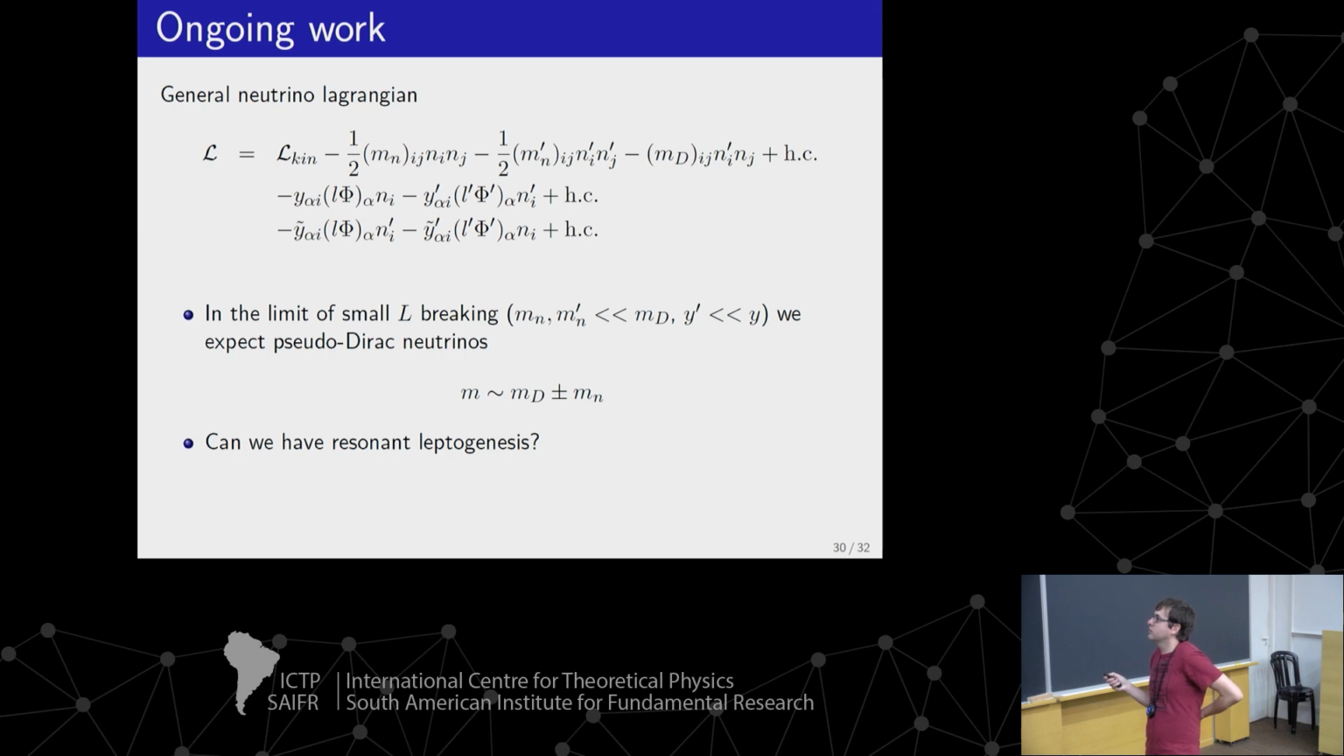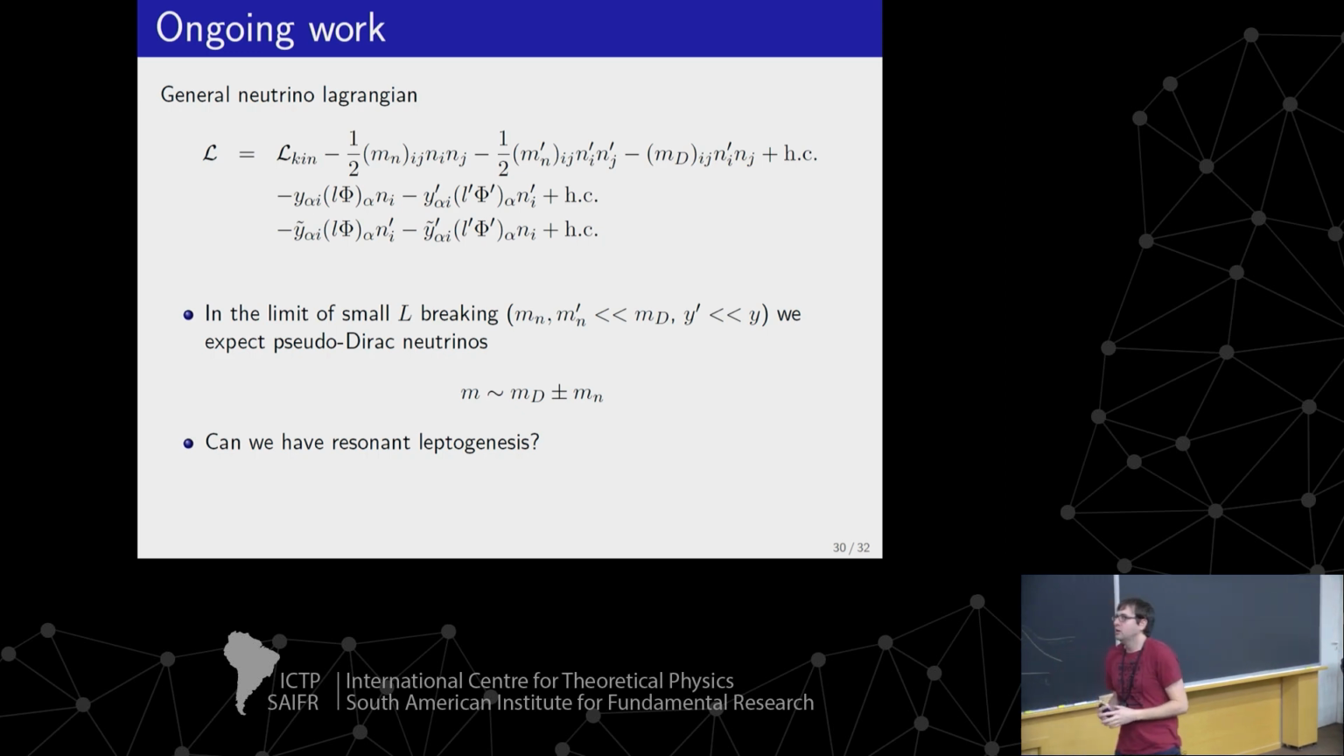So the neutrinos are Majorana, but their mass is split. The mass spectrum will be the Dirac mass plus or minus M_N, with M_N much smaller than M_D. The idea is to try to have some resonant leptogenesis, basically to lower the scale of leptogenesis further, and maybe to have some applications, for example for Twin Higgs models. Since that is an effective theory with a cutoff that is not 10 to the 11, it is hard to implement realistically, but maybe if we can lower the scale of leptogenesis.